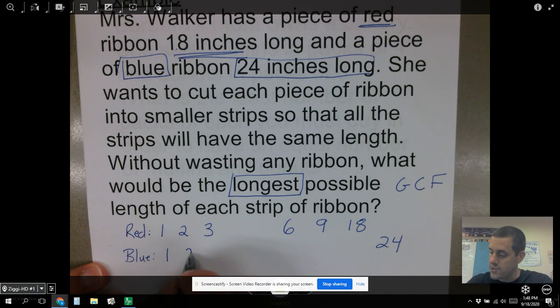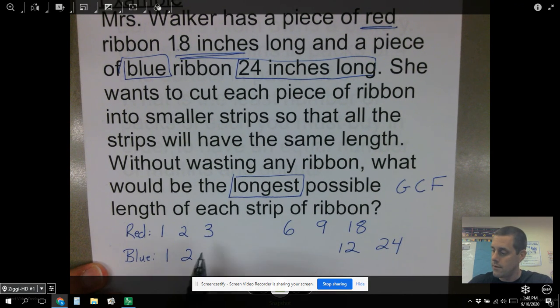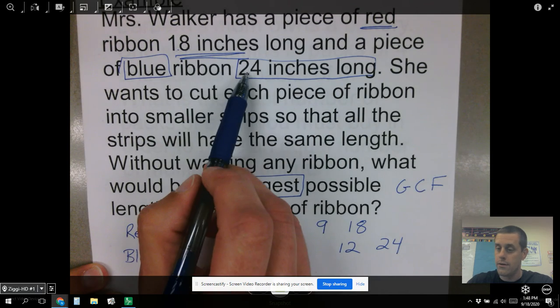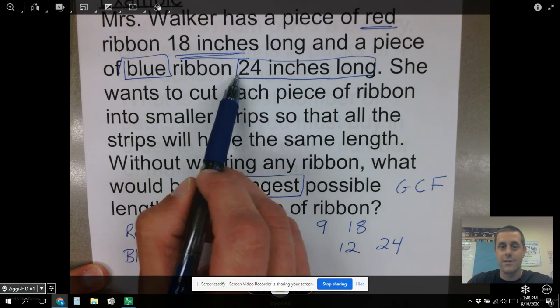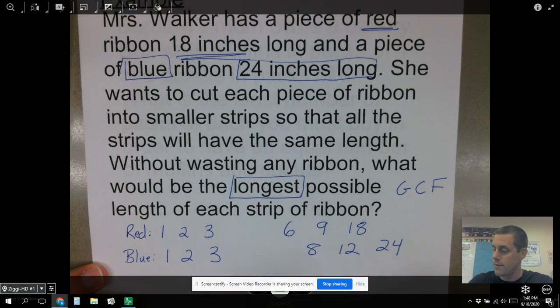Next, 24 is even, so it is divisible by 2. 2 times 12. 3: 24, 2 plus 4 is 6. 6 is a multiple of 3. Therefore, 24 is divisible by 3. 3 times 8 gives us 24.